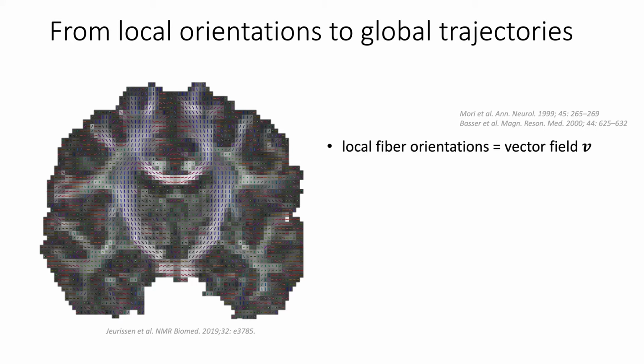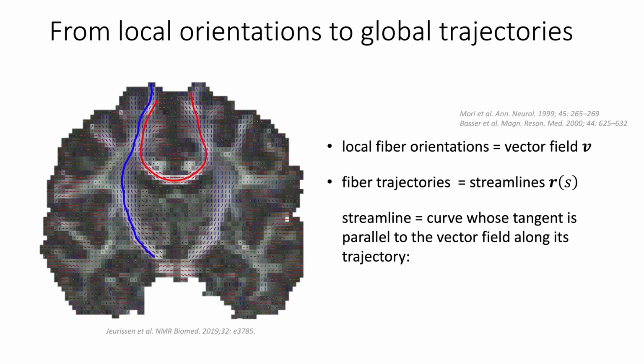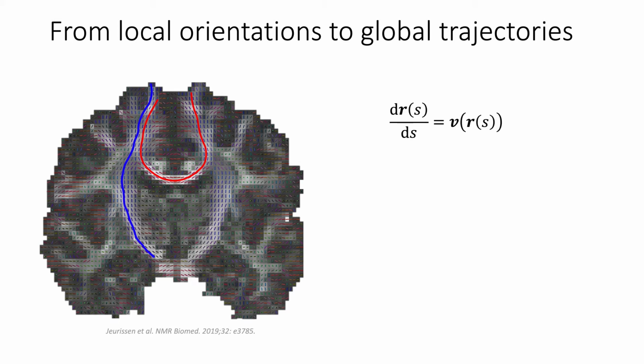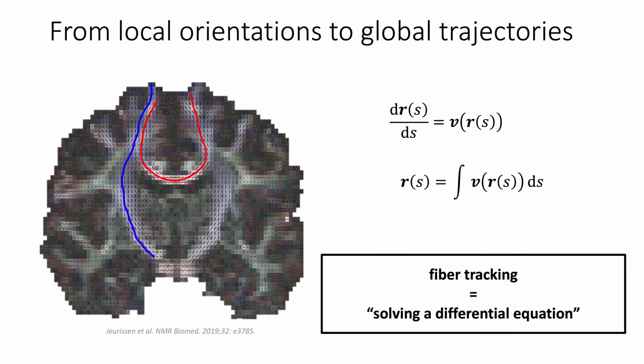Mathematically, the set of local fiber orientations can be considered a vector field, and the global fiber trajectories are its streamlines. A streamline is any curve whose tangent is parallel to the vector field along its trajectory. So in order for a streamline to align with the vector field, its derivative has to match the vector field. So how do we solve this equation? This is a differential equation that can be solved by means of integration.